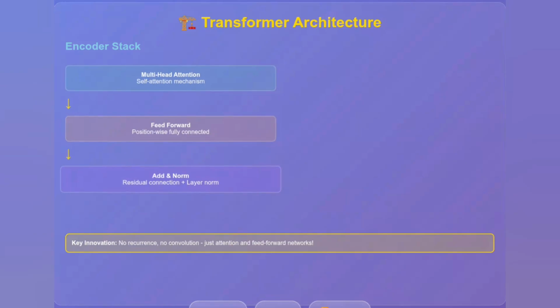Looking at the encoder stack, we have multi-head self-attention, which allows each position to attend to all positions in the input. The feed-forward network processes each position independently. Residual connections and layer normalization help with training stability.